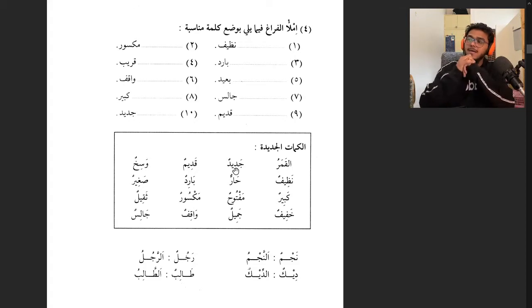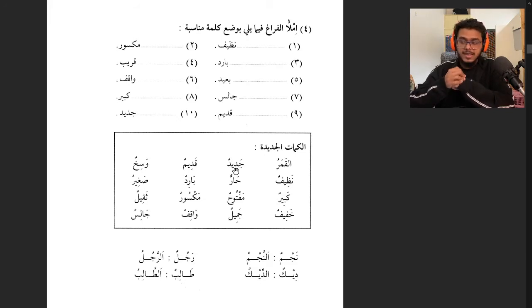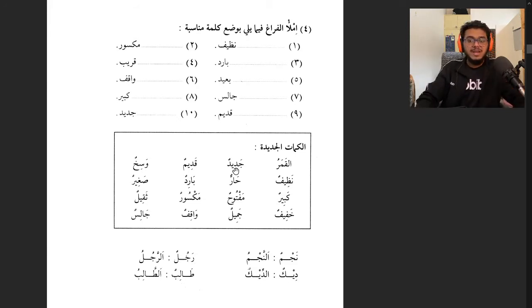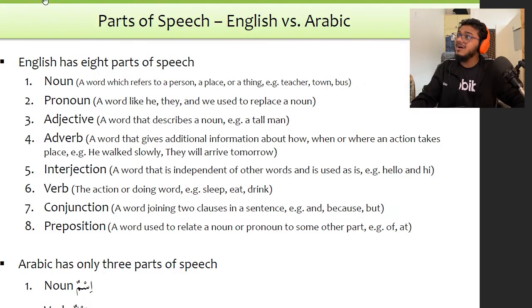Jadidun, is it even a noun? Because jadidun means new, right? In English, jadidun would be an adjective. So where are Arabic adjectives? Don't you have any category of adjectives in your language, right? So let's go and see the parts of speech in English and Arabic.